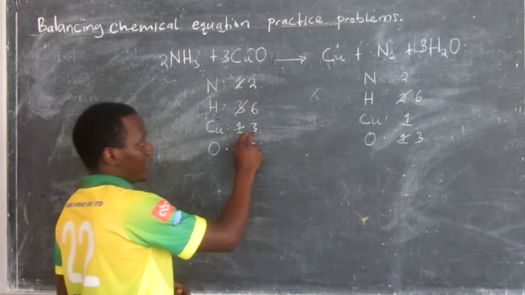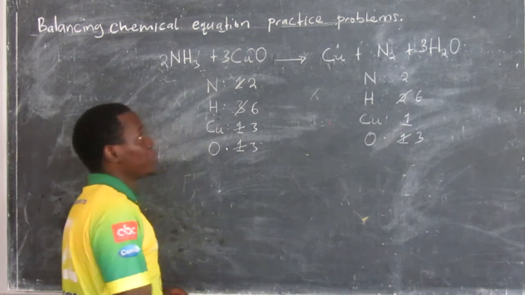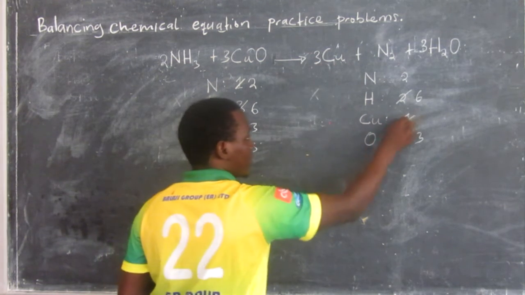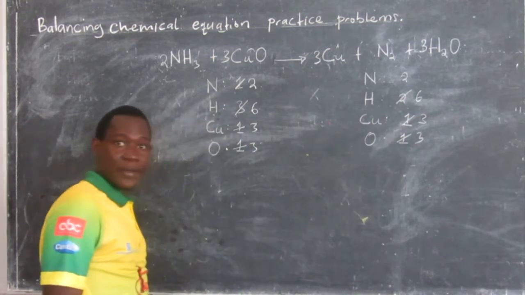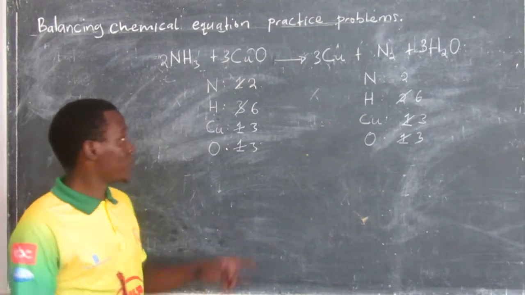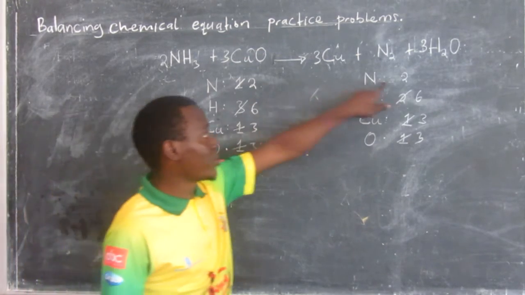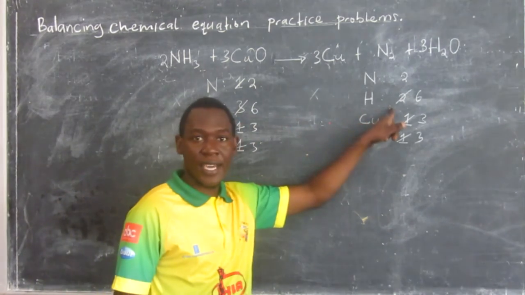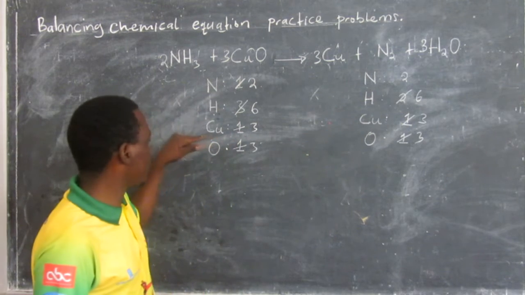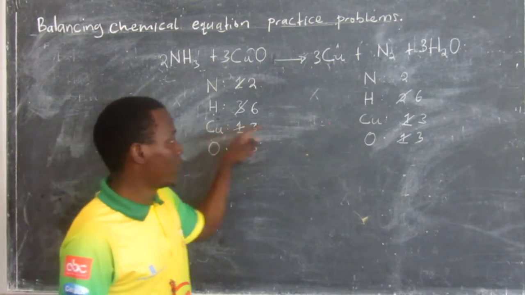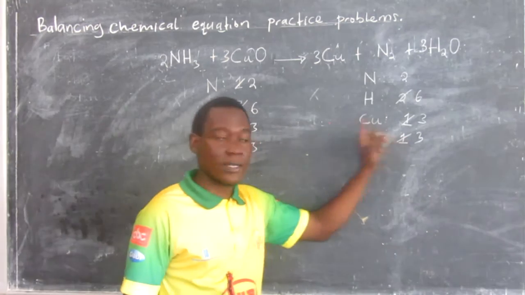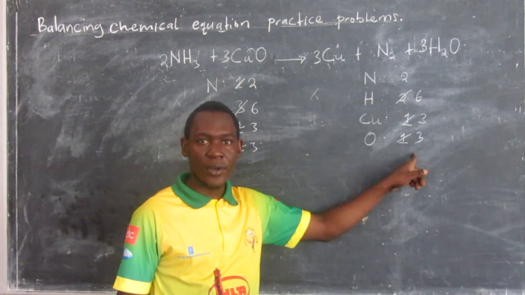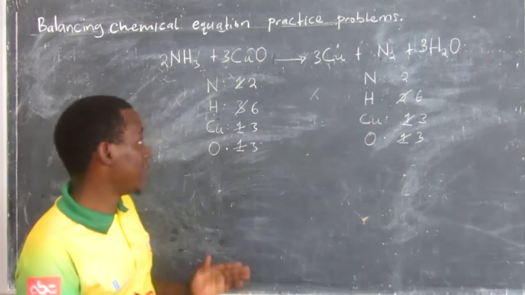But copper here is 3, whereas there copper is 1. What I do is place a 3 in front of copper. By doing that, my equation is balanced, because we have 2 nitrogens here, also 2 nitrogens on that side. We have 6 hydrogens, also 6 hydrogens on that side. We have 3 copper this side, also 3 copper on this side. Again, we have 3 oxygens this side, also here we have 3 oxygens. By doing that, I have balanced my equation.